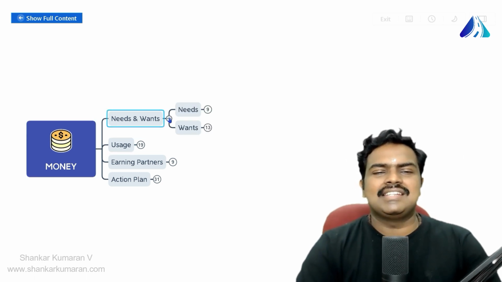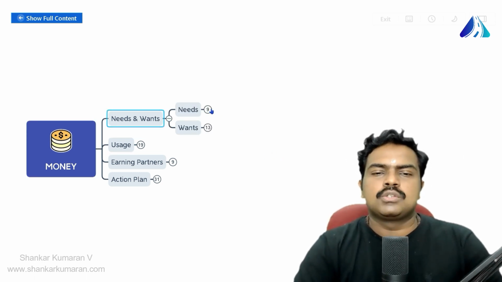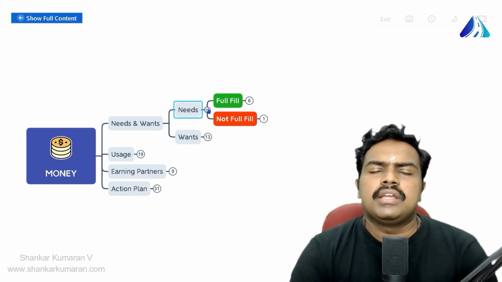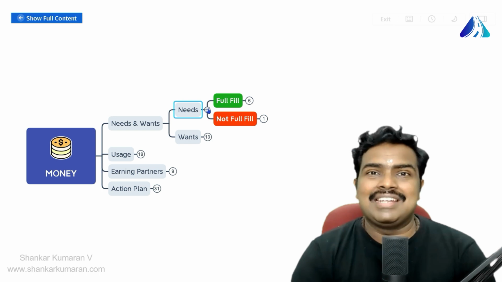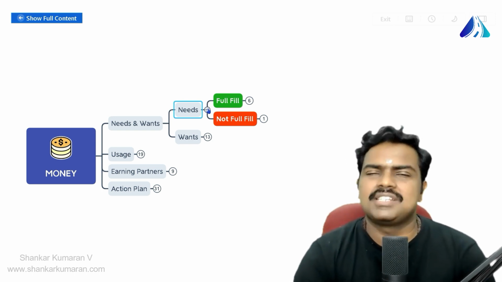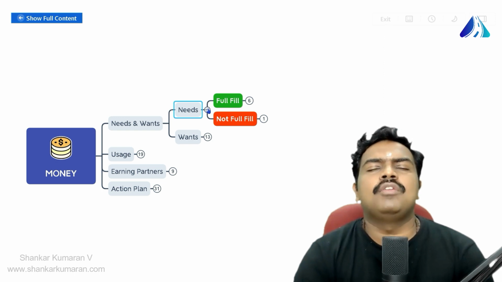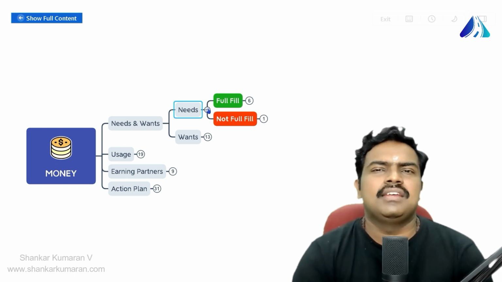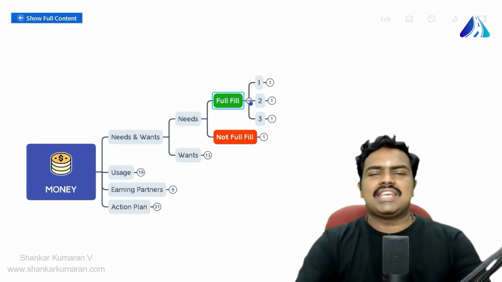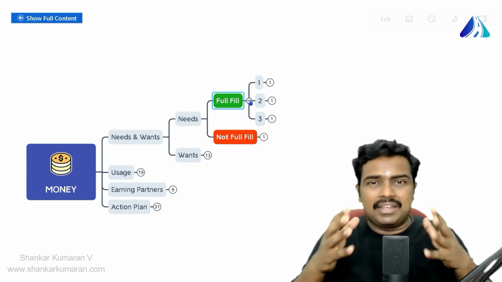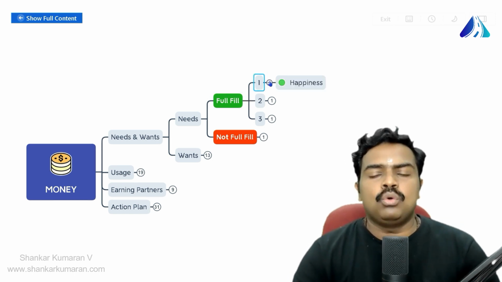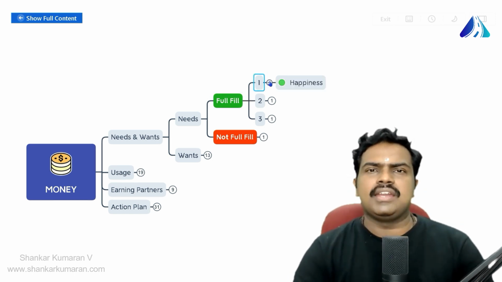Let's see needs and wants. So first, need is of two types. If you fulfill all your needs, then you will have certain things, certain options. And if you don't even fulfill the needs of the family, then you will end up on a platform. Let's see which can make a person happy or make a couple happy. Let's say the first category is you fulfill all your needs.